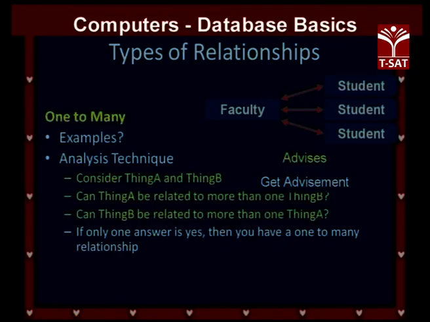One-to-many relationship. One faculty, many students. One faculty will teach many students. That is one-to-many. The same three analytical techniques are used to identify it. So one faculty has many students. That is called a one-to-many relationship.